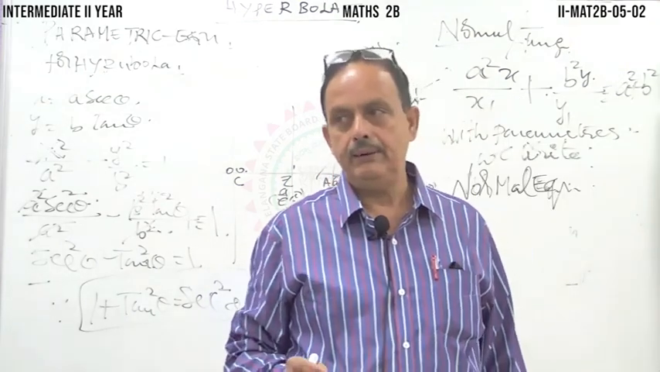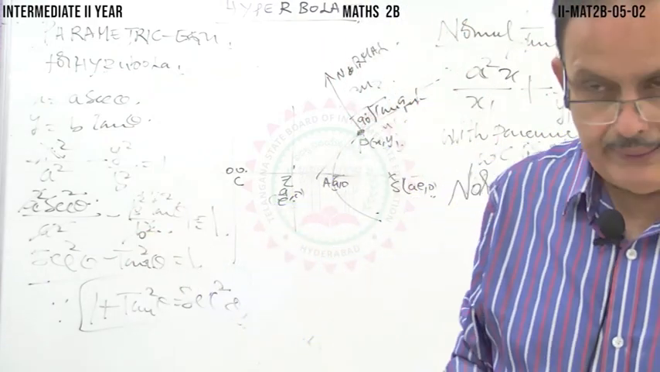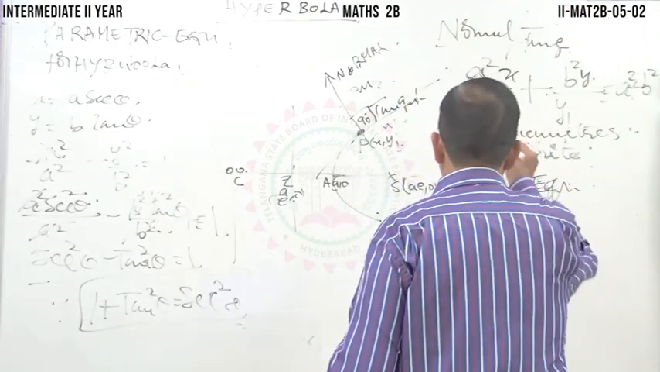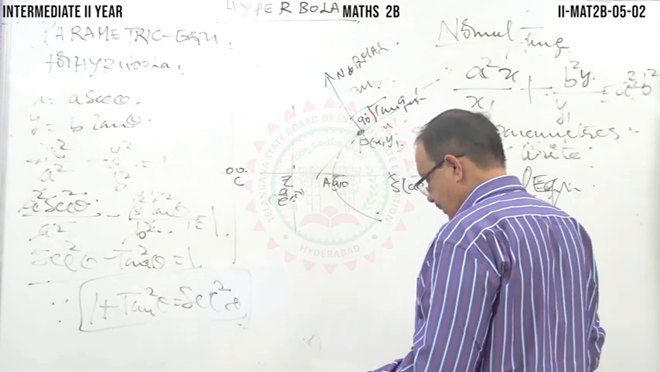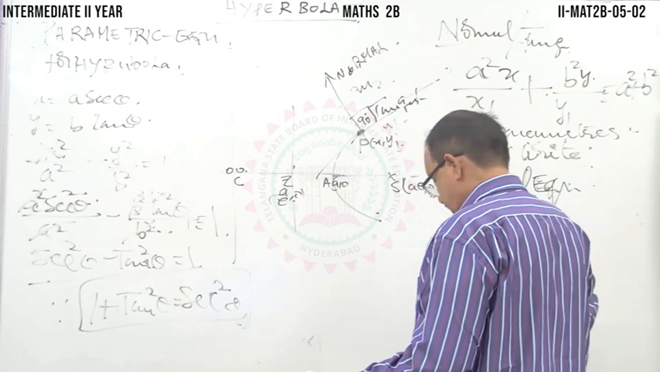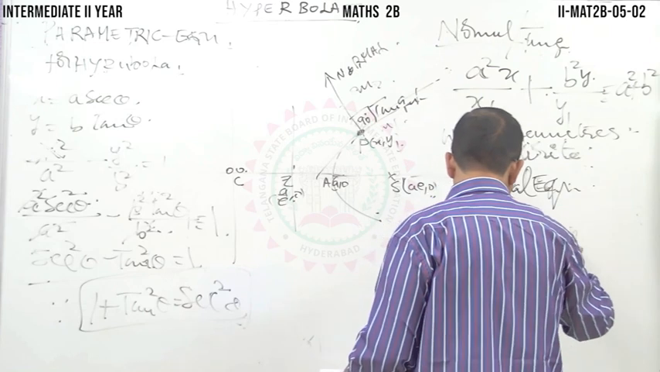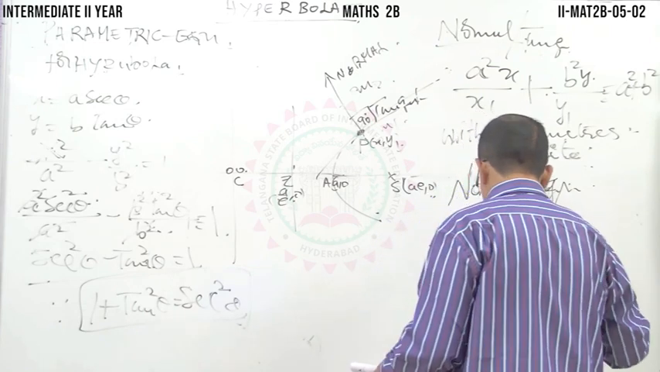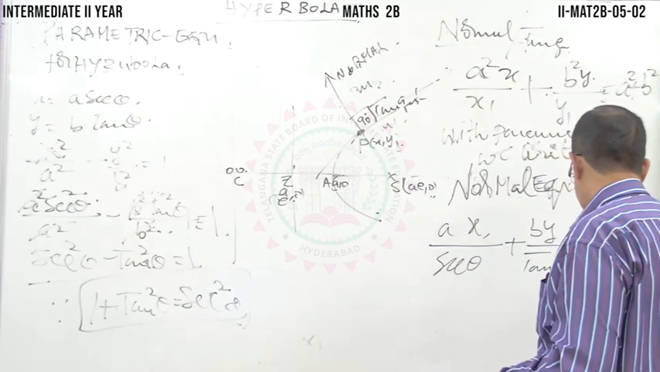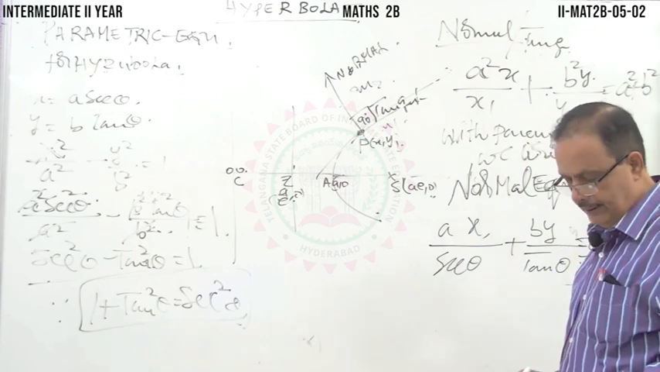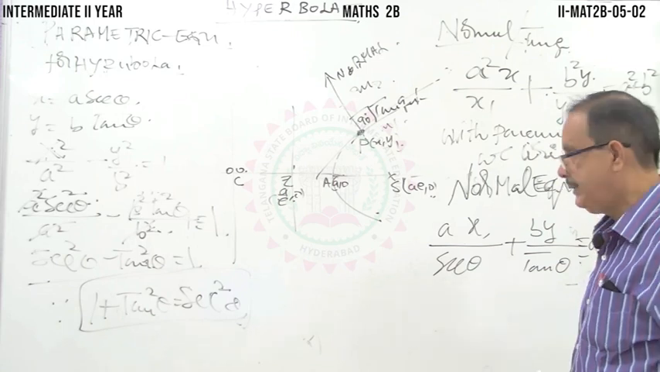With the normal equation we write ax by secant theta, as we have seen, in the place of x1, a square. You can write the equation of the normal at the point theta: ax by secant theta plus by by tan theta is equal to a square plus b square. This is the equation of the normal at the point theta.